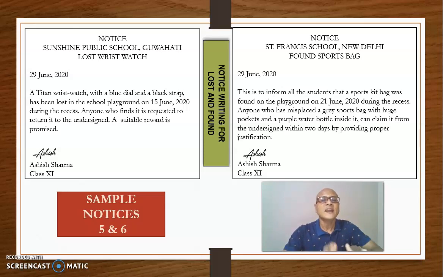So how to go about writing these kinds of notices? Let us try to understand by looking at these two samples. The first one is all about a lost wristwatch. So here goes the content of this particular notice. A Titan wristwatch with a blue dial and a black strap has been lost in the school playground on 15th June 2020 during the recess. Anyone who finds it is requested to return it to the undersigned. A suitable reward is promised.